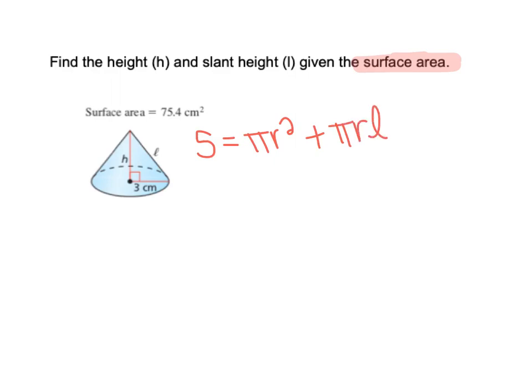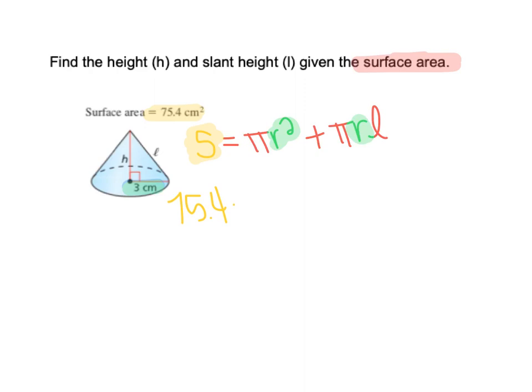Okay, well, the only thing that we know right now is that the radius is 3. And we know the surface area is 75.4. Okay, so let's go ahead and plug in the information that we know.